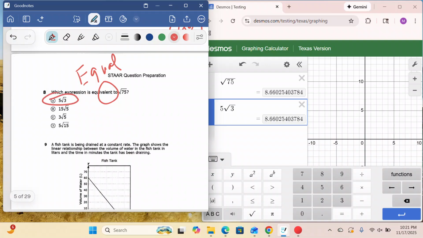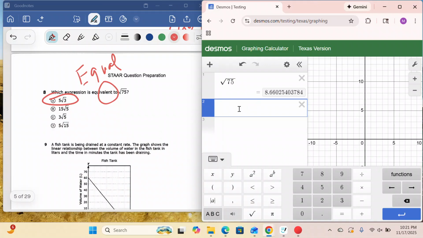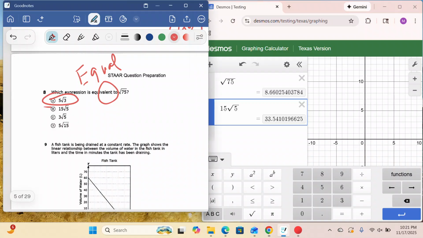If I want to try B, all I have to do is erase this and input 15 square roots of 5. And I know 33 is not equal to 8.66, so again, B is wrong, and I can do a test on every single one of them. My answer is A, because it is equal.